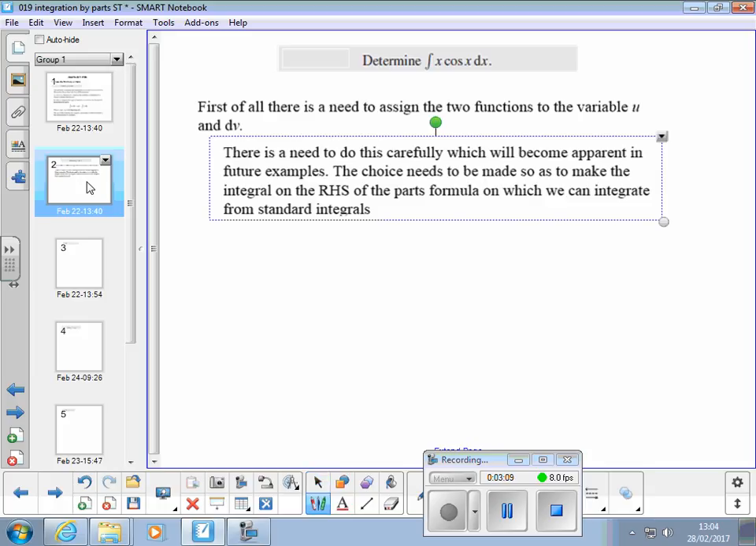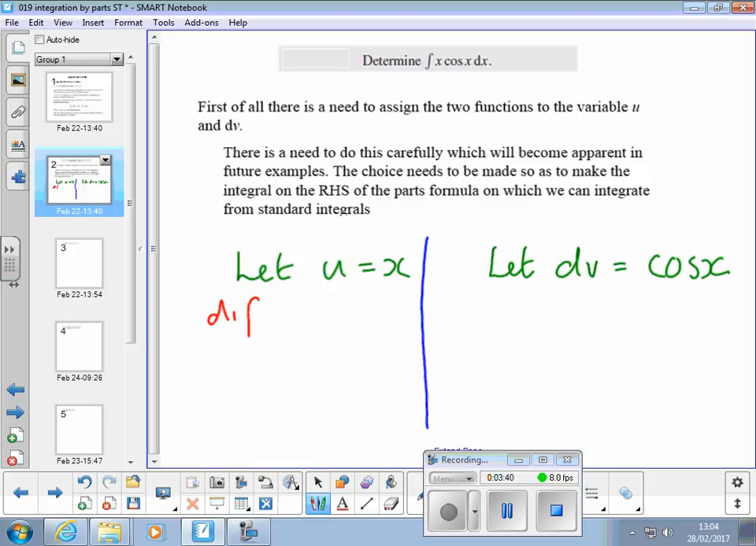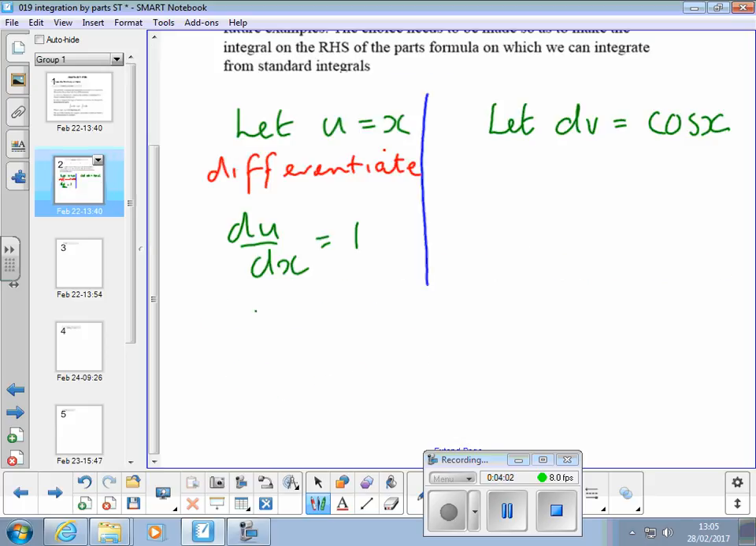So if we take u equal to x, and dv equal to cos x dx. Differentiating the function x, we get du equal to 1 dx, and then that is du equal to dx.